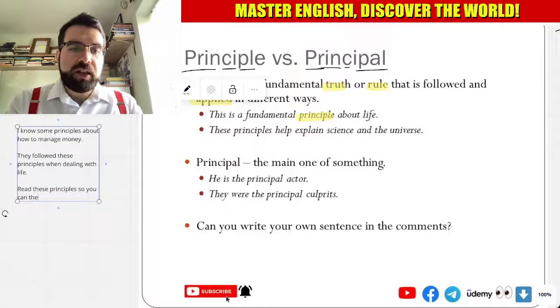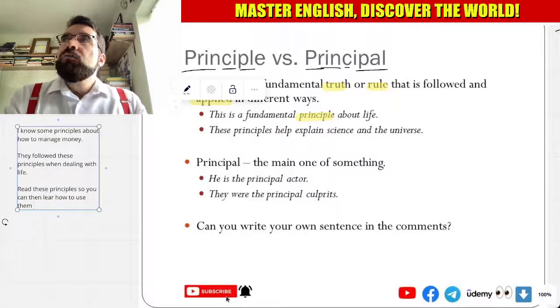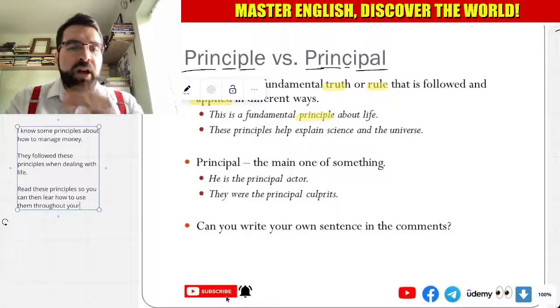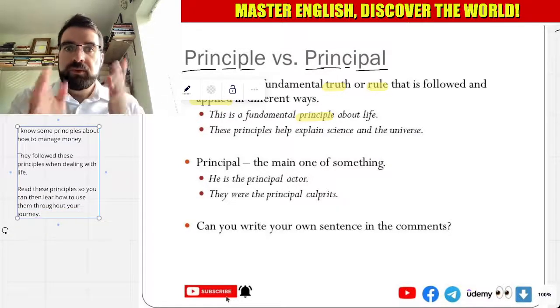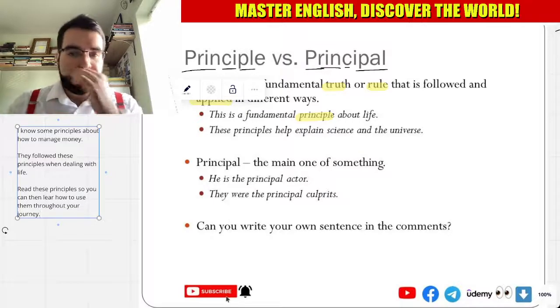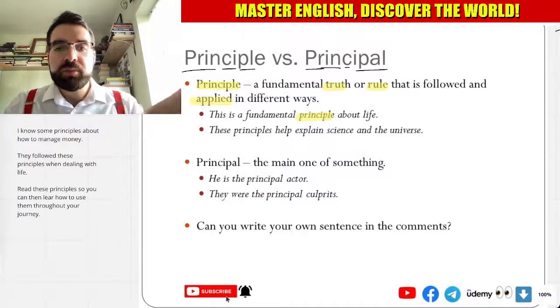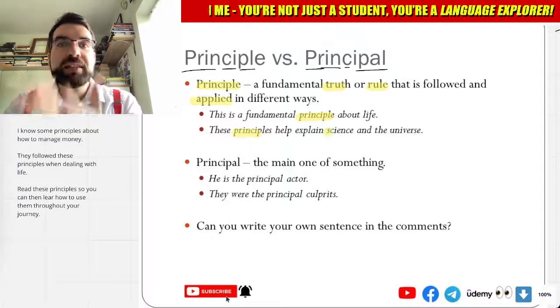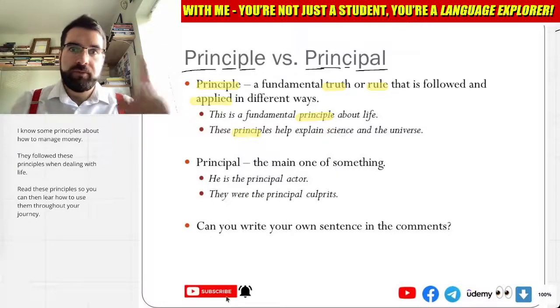Read these principles so you can then learn how to use them throughout your journey. These principles have to be followed. These principles help explain science and the universe. How cool is that, language explorers?